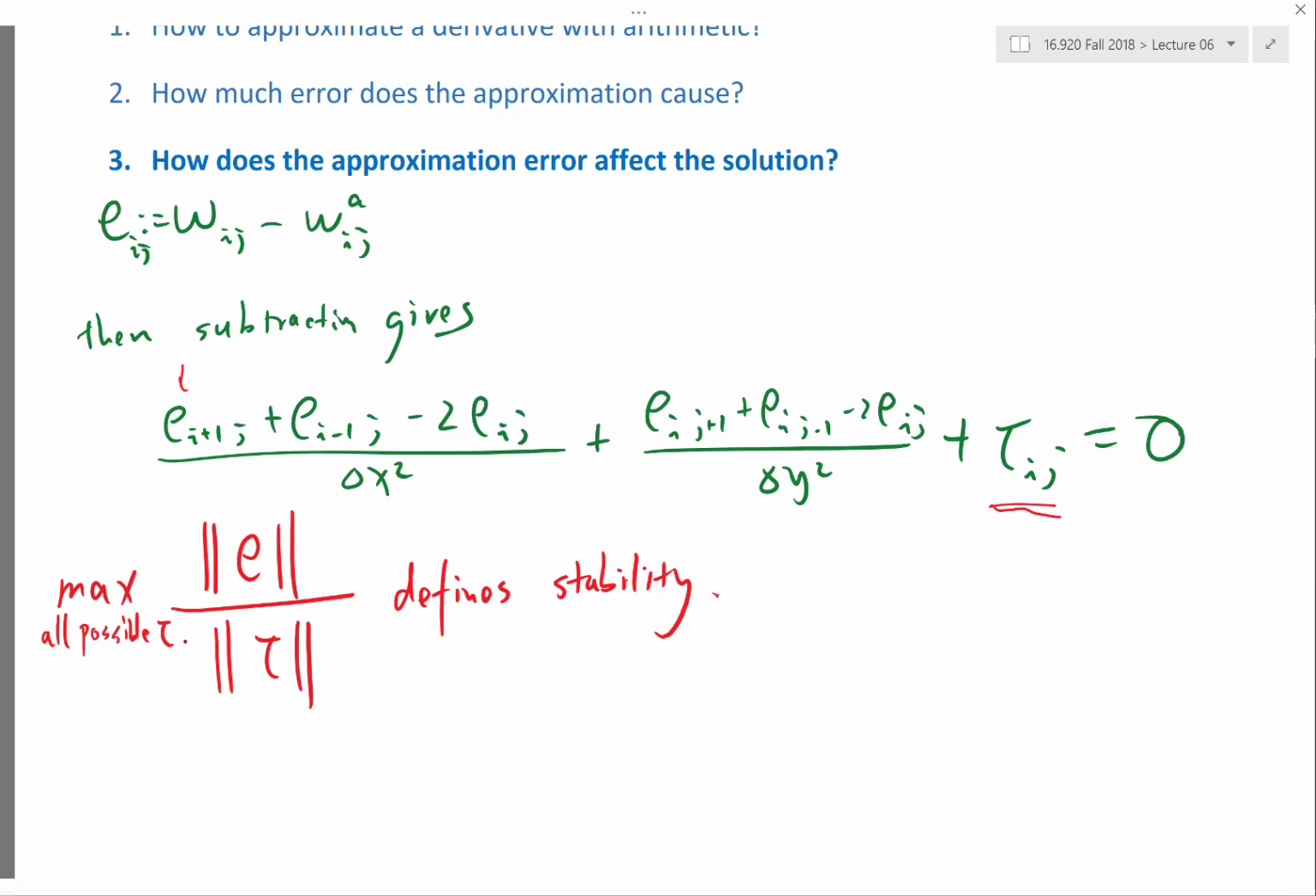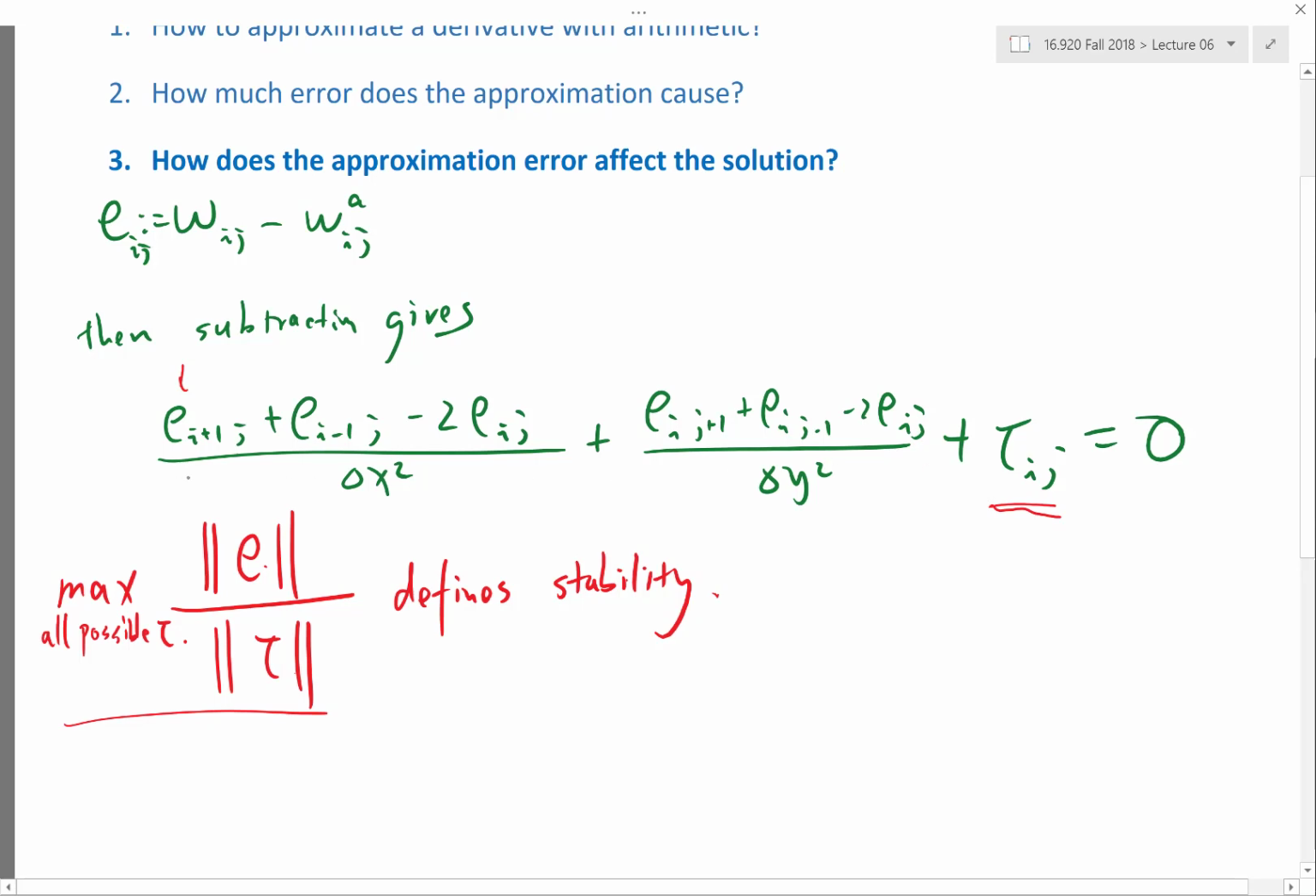But in practice, how do we get it? How do we actually analyze how stable this is? Yes. So remember, how to analyze this is actually to use the relationship between E and tau as two vectors.